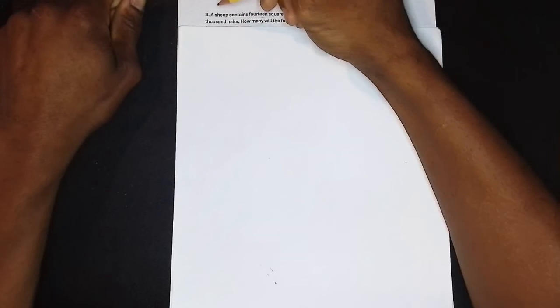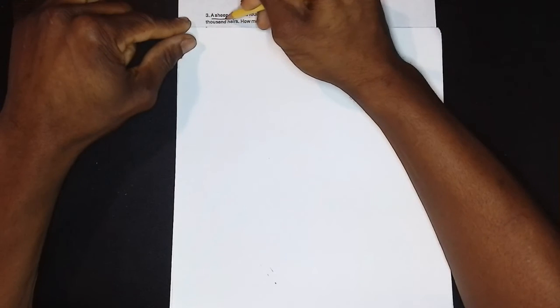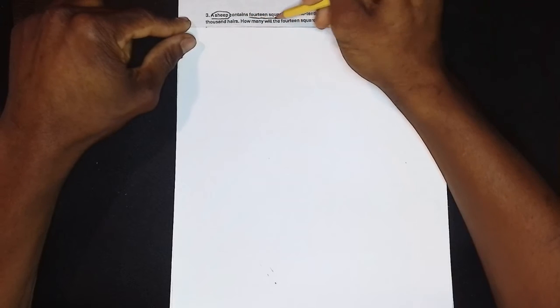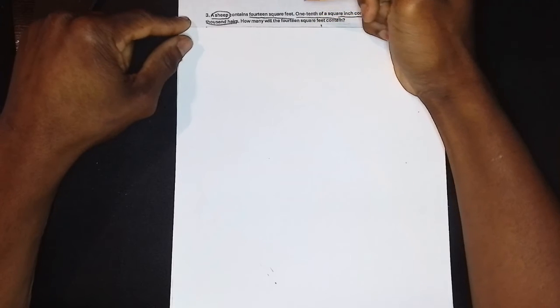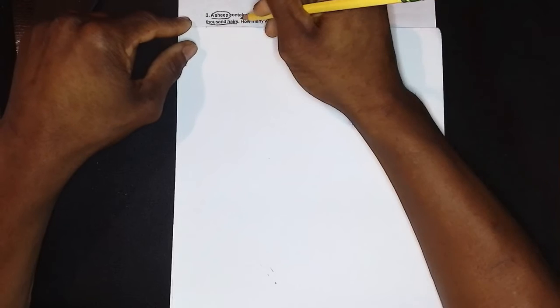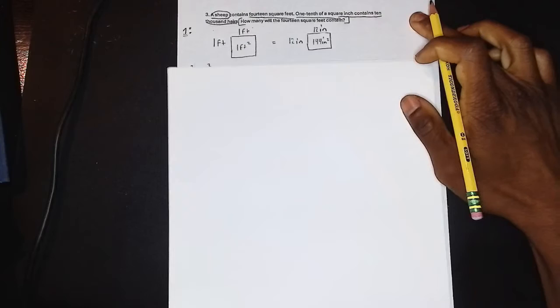We're on problem number 3 of the problem book. Let's read it. A sheep contains 14 square feet, and 1/10 of a square inch contains 10,000 hairs. How many will 14 square feet contain?